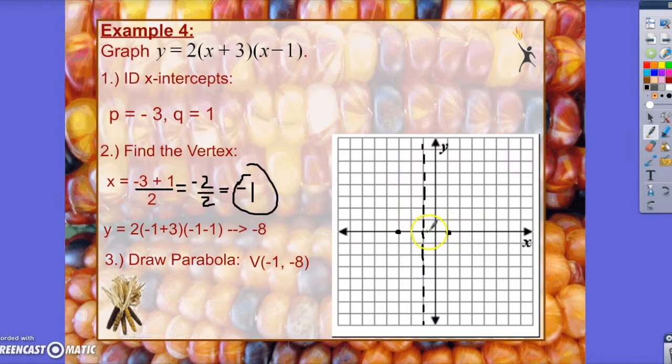So let's plot that. -1. I know I did a good job because -1's along my dotted line, my axis of symmetry. -8 is here. Let's connect them. There's my parabola, even though it's a little crooked. What's my A? My A is 2. 2 is greater than 0, so my parabola opens up. And that's pretty much it.